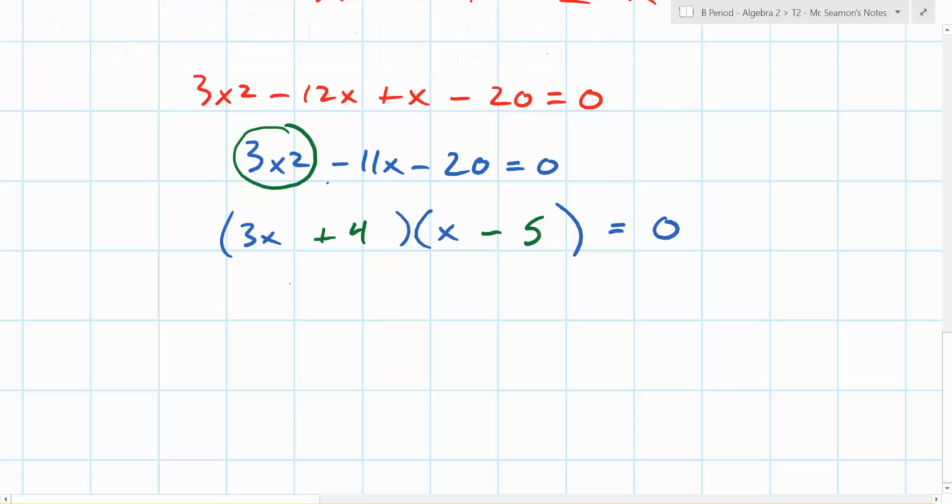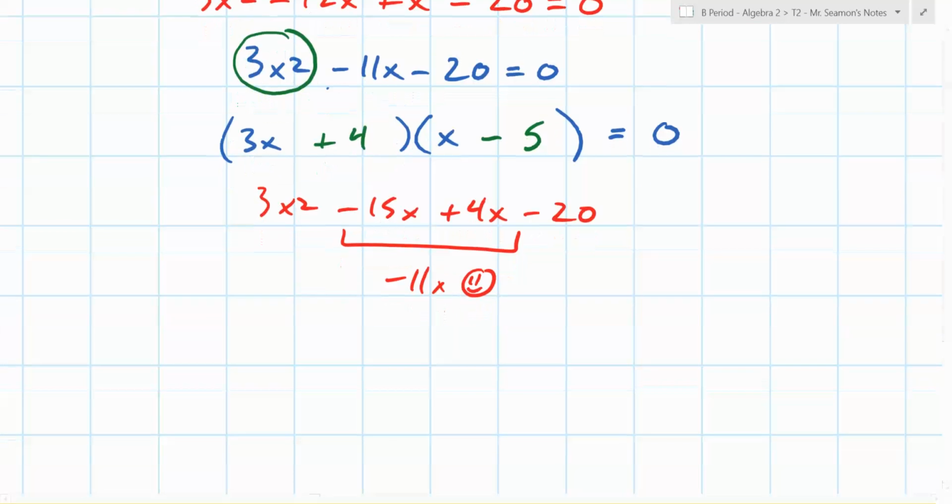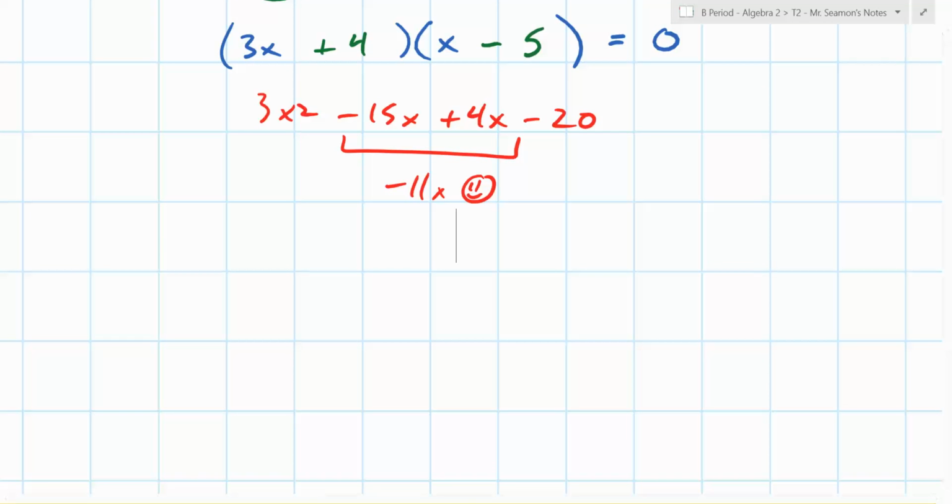Test it. 3x squared minus 15x plus 4x minus 20. And is that what we want right here? Yay, it is. We're happy about it. What is the or statement now? Someone who hasn't spoken yet. What's the or statement?